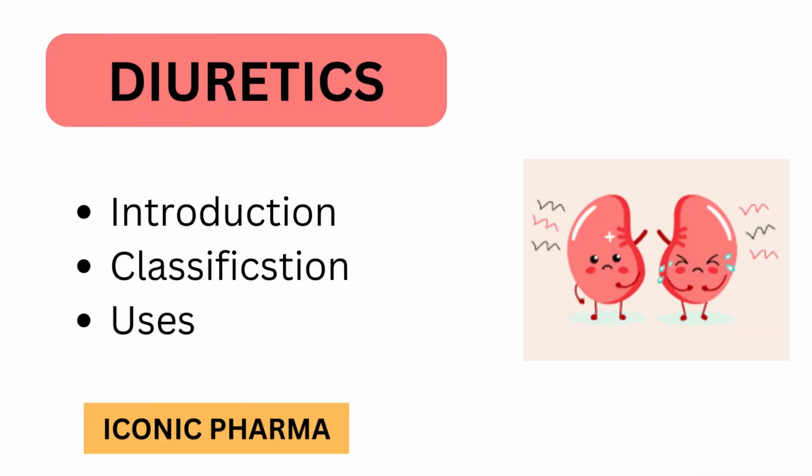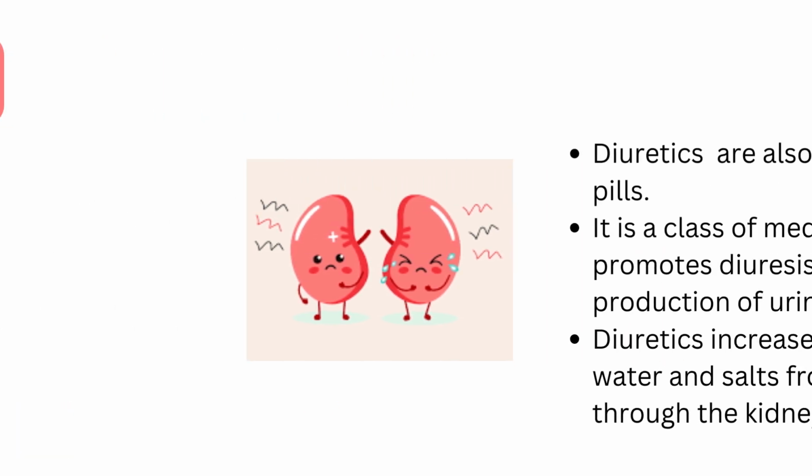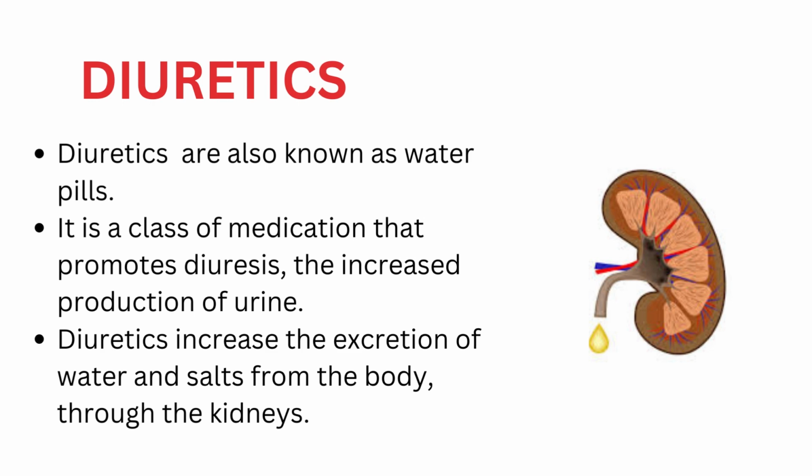Our topic today is diuretics, in which we discuss the introduction, classification, and uses of diuretics. So what are diuretics? Diuretics are also known as water pills. It is a class of medication that promotes diuresis, which is the increased production of urine. Diuretics increase the excretion of water and salts from the body through the kidneys.